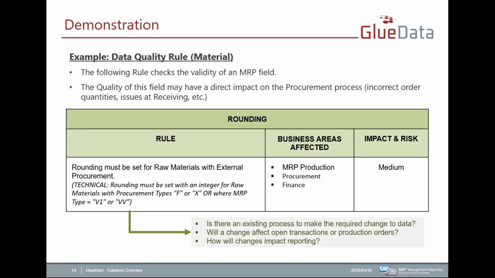Think of a unit of measure change, for example. You're holding stock against one unit of measure. I can't just go and change it. There's a whole process around making that change. So will that affect open transactions, production orders, and how will it impact reporting? These are all considerations that come out of the classification of these rules.